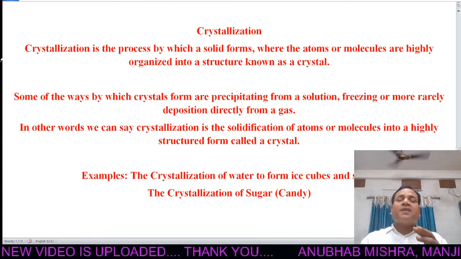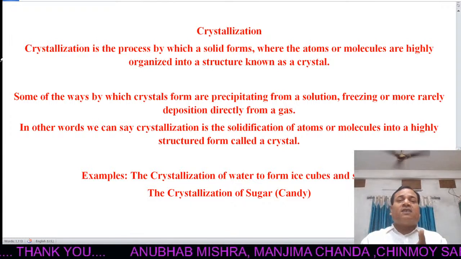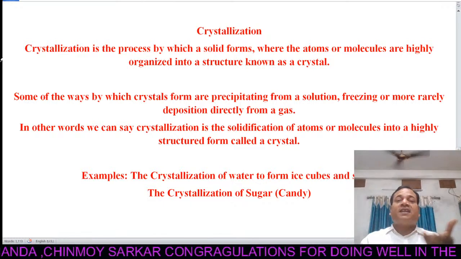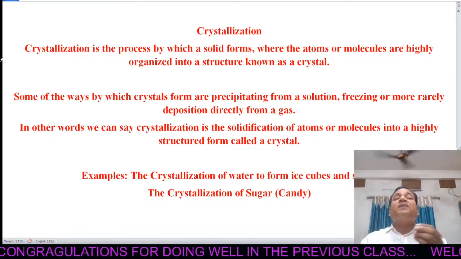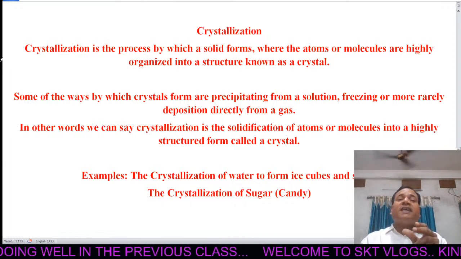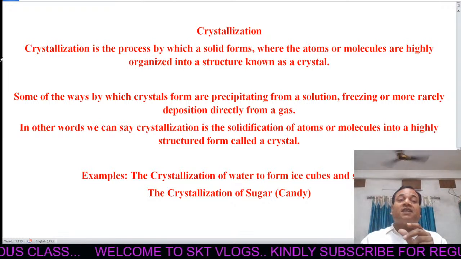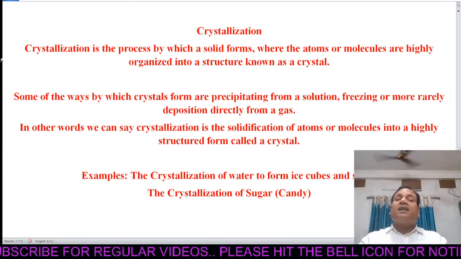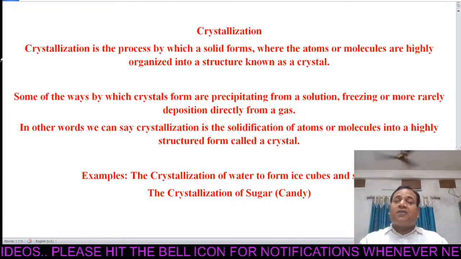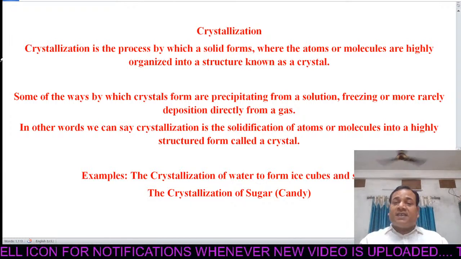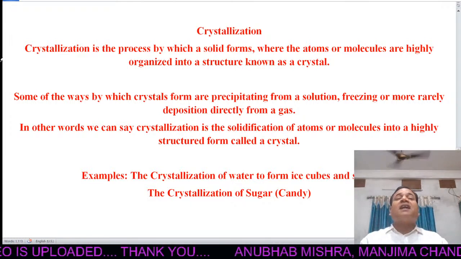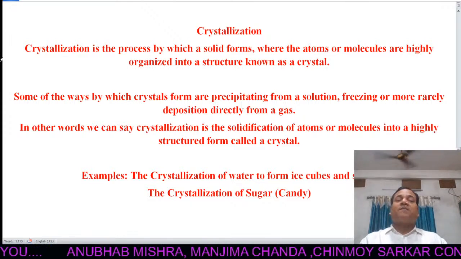जैसे कि आप वाटर को डीप फ्रीज में रख दो, आइस क्यूब जिसमें बनता है उस ट्रे में वाटर को रख के डीप फ्रीज में रख दो, तो क्या होगा, आइस क्यूब बन जाएगा ना. So that is crystal. So some of the ways by which crystals form are precipitating from a solution, freezing, or more rarely deposition directly from a gas.